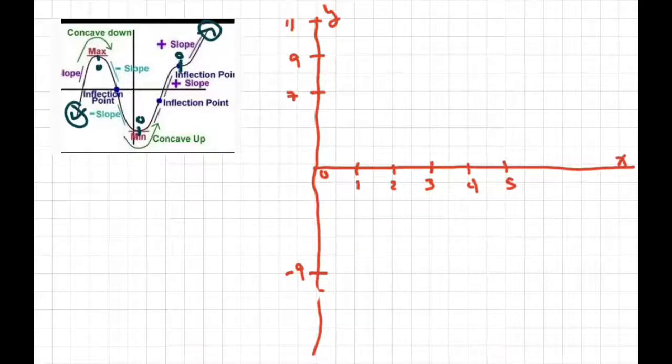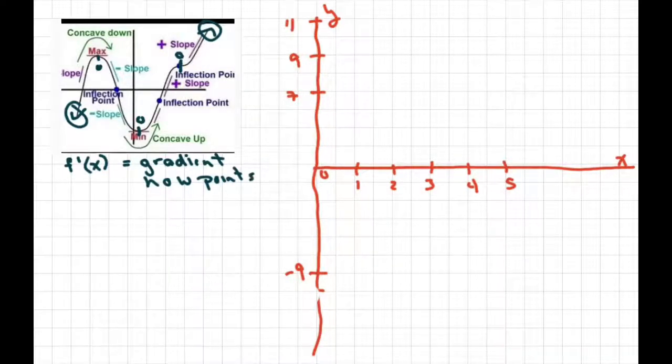So this is 0, and this gradient is 0. Basically what we're going to do is take the first derivative. And remember, the first derivative equals the gradient. That means how your points change. Well, the first thing we have to do is find the y-intercept.